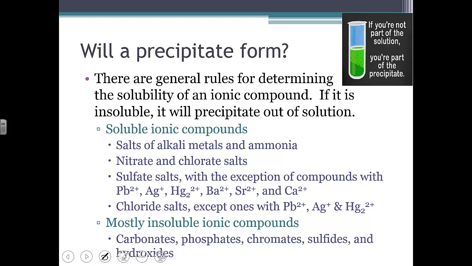Now, in terms of other insoluble ionic compounds, pretty much all your carbonates, phosphates, chromates, sulfides, and hydroxides are insoluble, with few exceptions.